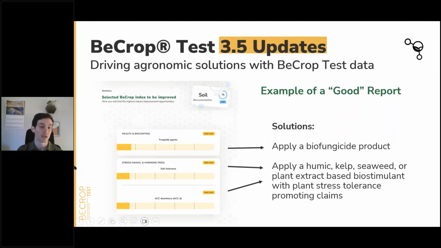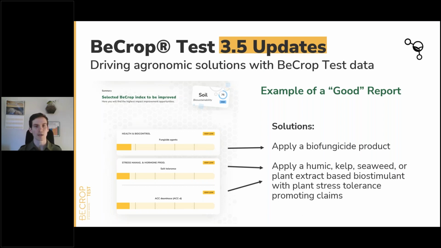And then a good example of this is what we'd call a more optimal or good report. We see a higher soil biosustainability score up at 75. In this particular report, we won't go through it at length, but the macronutrient metrics and the disease risk metrics all looked pretty good. We saw high levels of nutrient cyclers and relatively low levels of disease risk. So in this case, there weren't a lot of major areas of concern in those factors that are our primary drivers of yield.